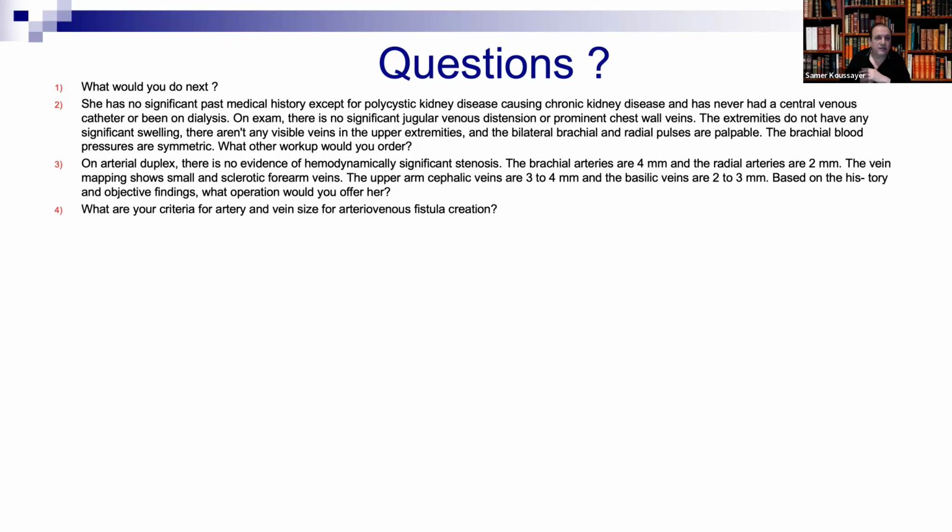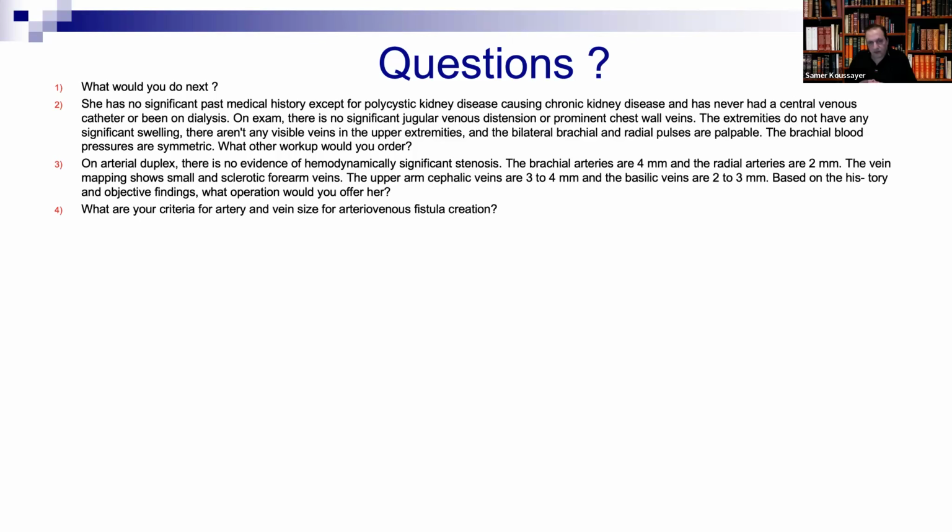All right, what is your criteria for artery and vein sizing for an arteriovenous fistula? This is an important question, I think. For the cephalic vein, 3 millimeters, and the artery, 3 to 4 millimeters. What about the forearm? Radial and ulnar, 2 millimeters. Artery or vein? Artery. The vein is 3 millimeters.